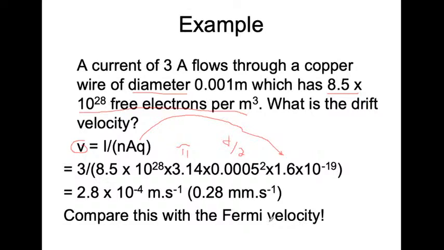Compare this with the Fermi velocity. There's not much of a comparison. Fermi velocity is 1.57 times 10 to the 6. Here we got 2.8 times 10 to the negative 4. We're many orders of magnitude apart. So it's important to note that the electrons are traveling a lot faster in their random Fermi motion than they ever will be traveling inside of a conductor with their net drift speed.